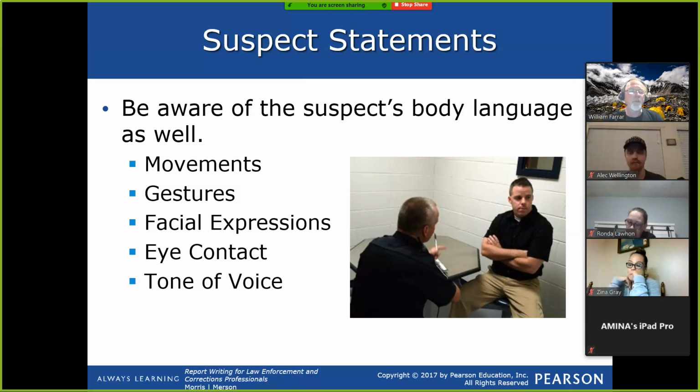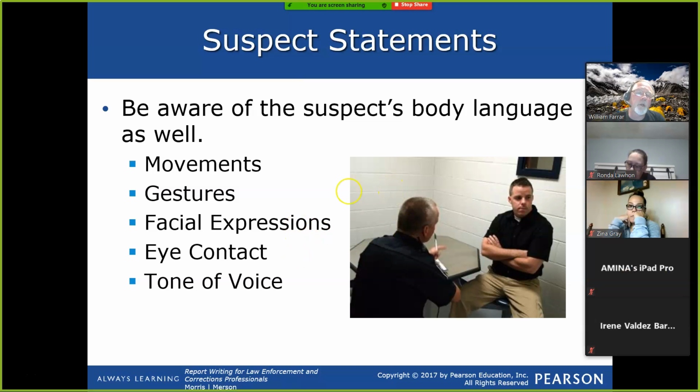And same with tone of voice. Is their voice getting higher? Are they getting more amped up? Do you need to slow things down a little bit? But just body language, when you look at the picture right here, here's a clear picture of somebody that doesn't want to talk to you. Got their arms crossed, looking away. So that's a perfect example of someone that is not interested in listening to you.